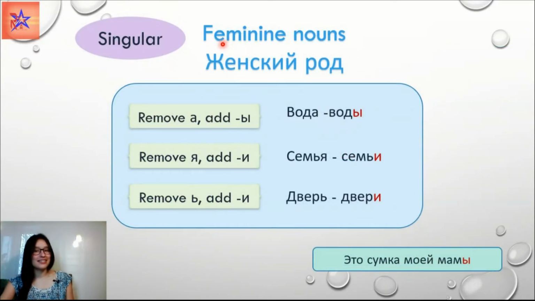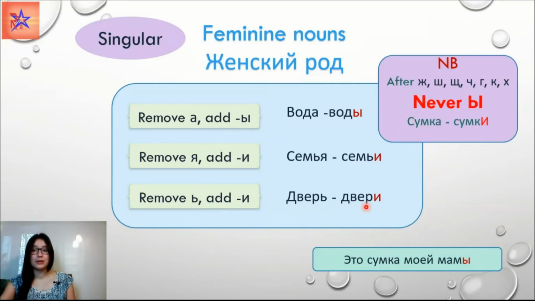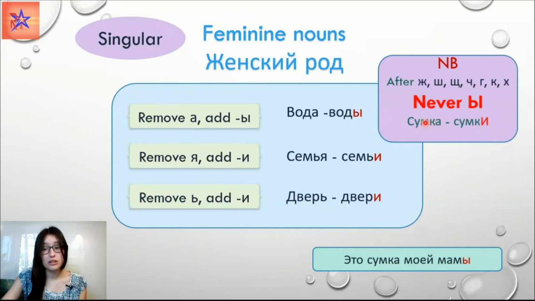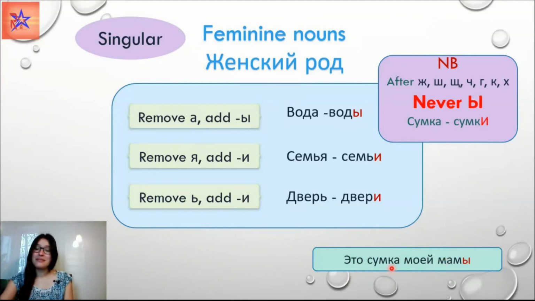Feminine nouns in singular. Женский род, существительные. So we have вода. And then in genitive case it would be воды. So to а you add ы. You remove я and add и, like семья, семьи. You remove мягкий знак, like дверь, and add и, двери. Note, of course, after ж, ш, щ, ч, г, к, х, never use ы. So that's a spelling rule. So after that you use и. Сумка, сумки, not сумкы. That would be strange. Okay. So сумка моей мамы.